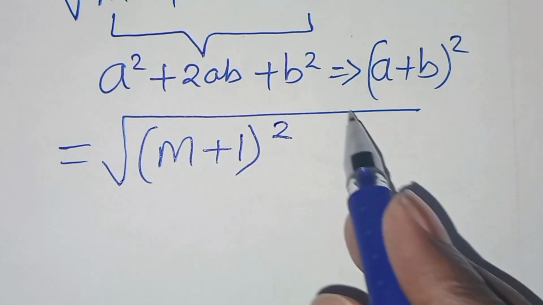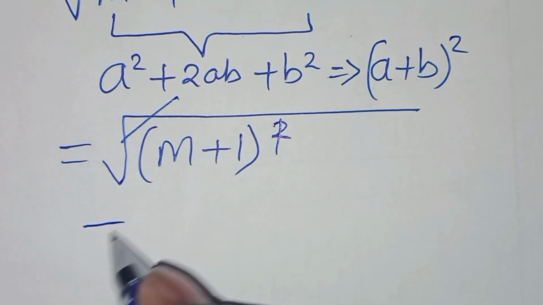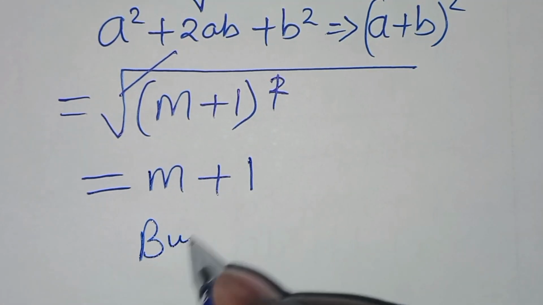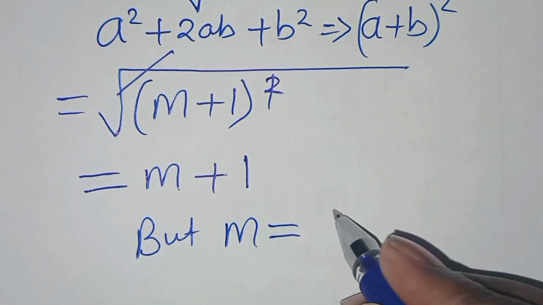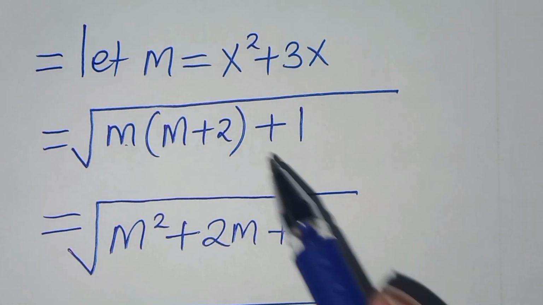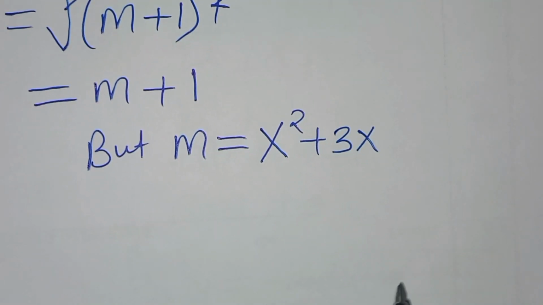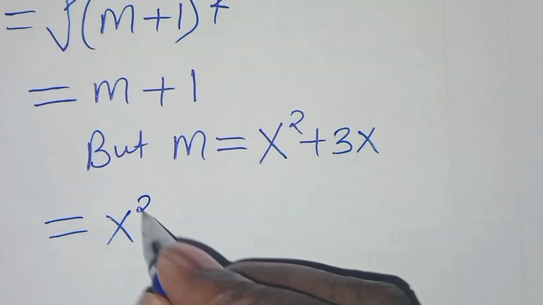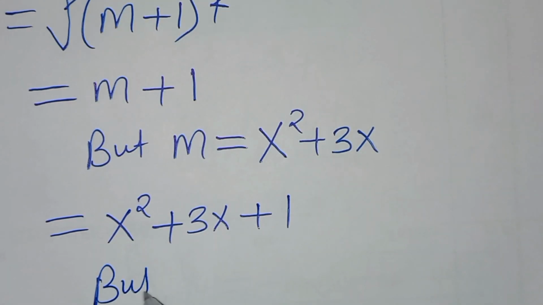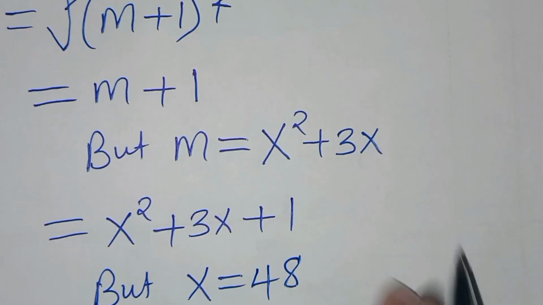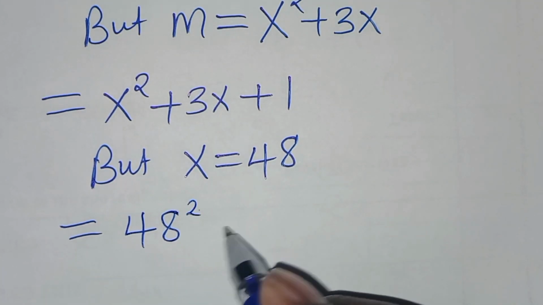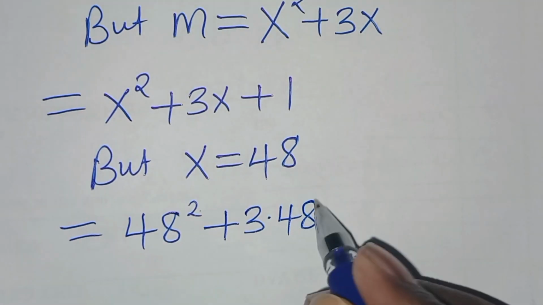So we can now eliminate the square root sign. Let's simplify here so that now we'll have m plus 1. But we know that m is equal to x squared plus 3x, as you can see here. So substituting this, we have x squared plus 3x plus 1. But we also know that x is equal to 48. So substituting the value of x, this implies that here we have 48 squared plus 3 times 48, then plus 1.